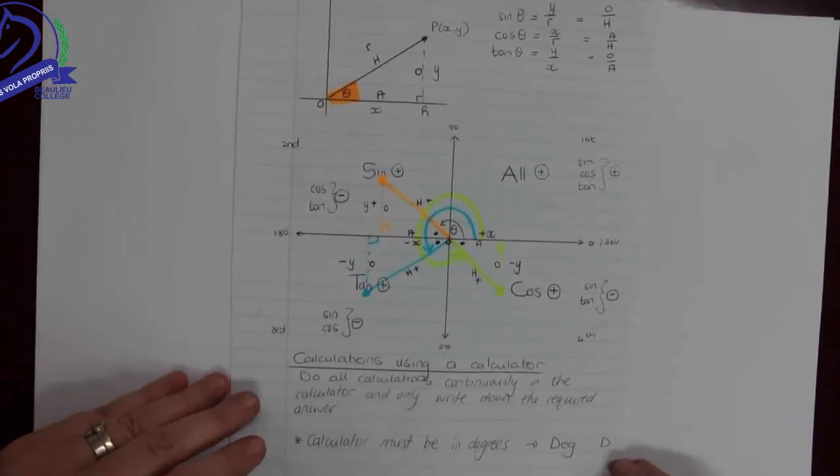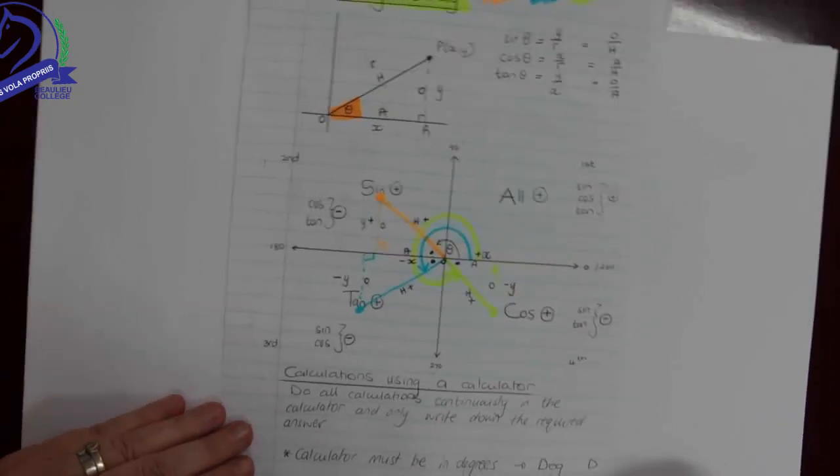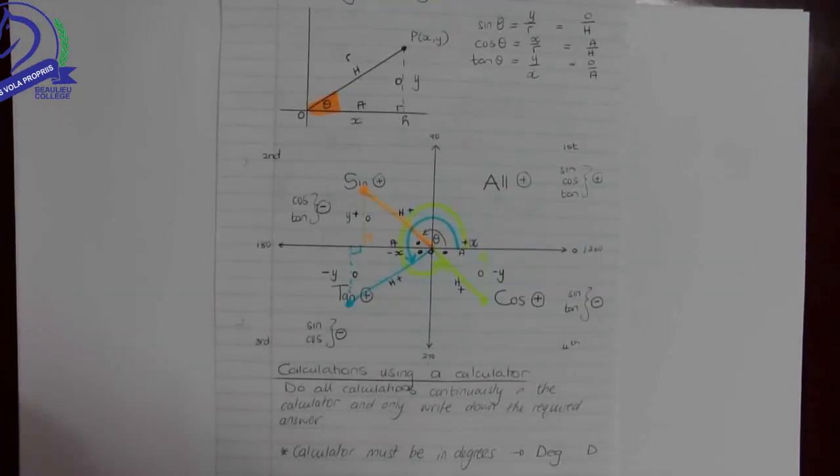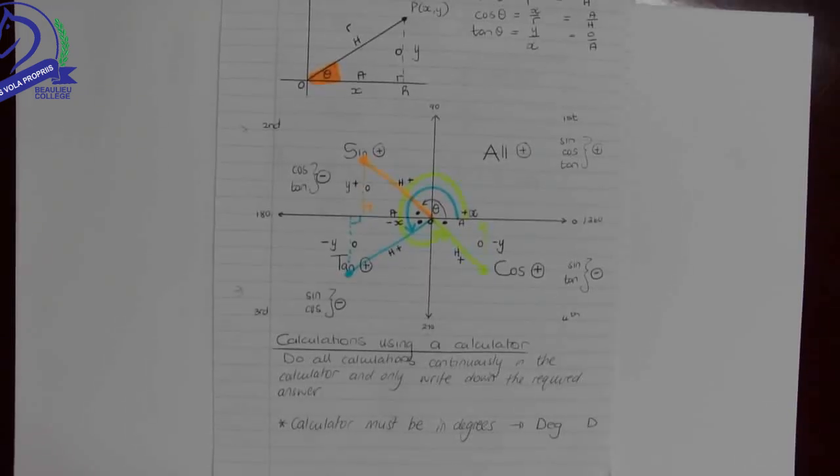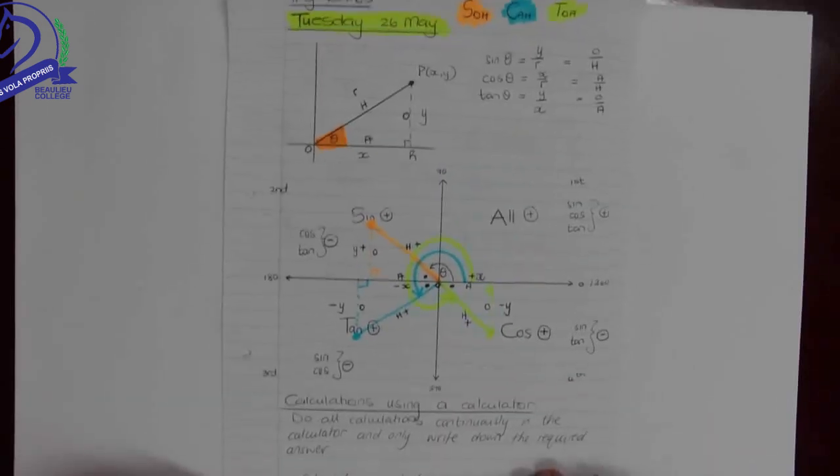So with this comes the ability to use Pythagoras. I will give you two sides. You will have to be able to work out the third side. We're going to do some examples just now. When you are allowed to use your calculators, please do all your calculations continuously and then write the final answer down. And very, very important, your calculator needs to be in degree mode.